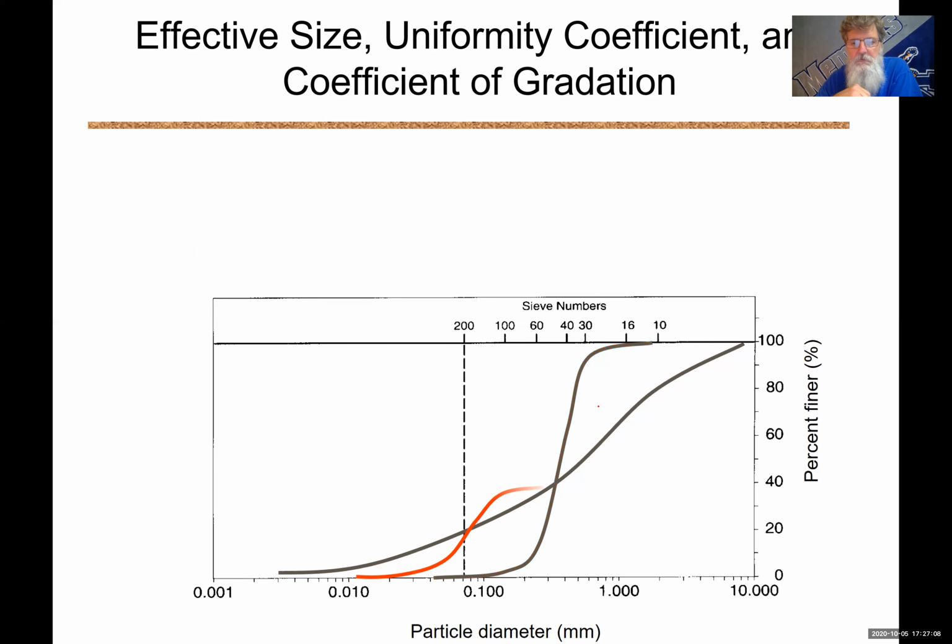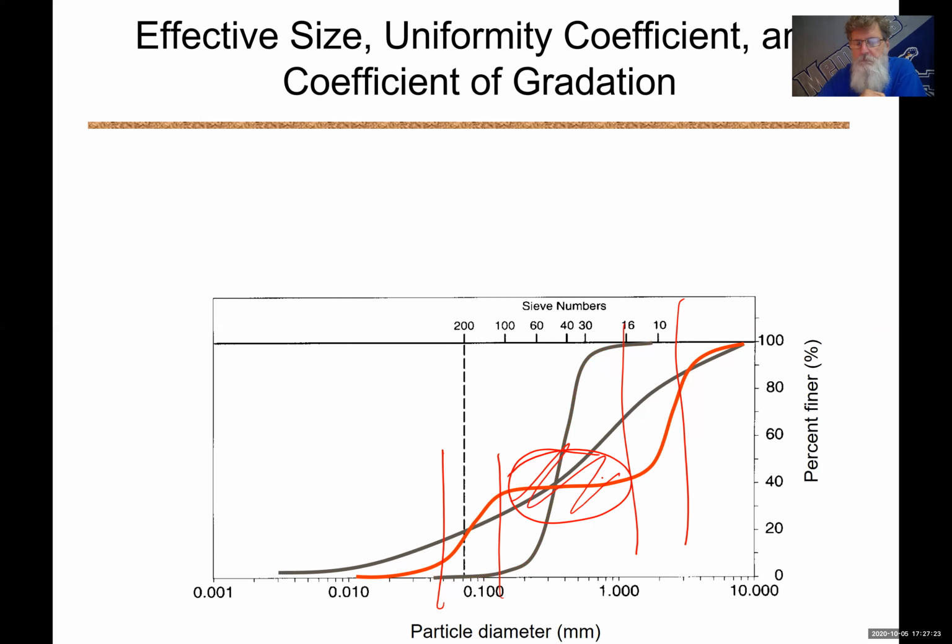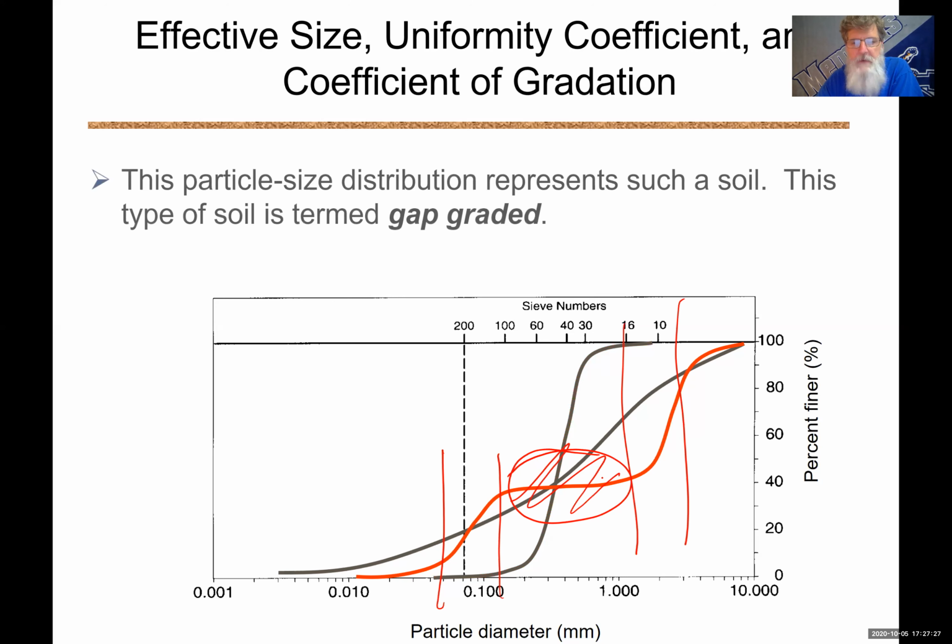All right, let's look at a graph that looks like this. Well, what you see here is a band where things are pretty uniform, then nothing's happening, and another band. So there's a hole in the middle here where there's really no particles at all. This is a very unique situation. This is called a gap graded material.